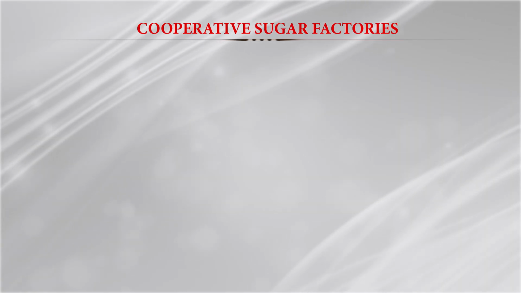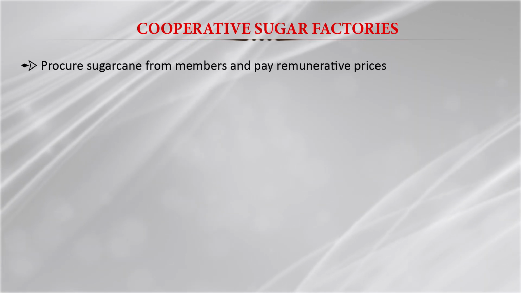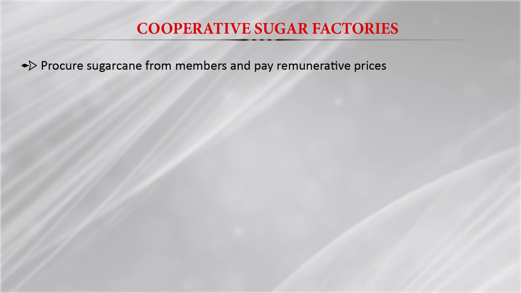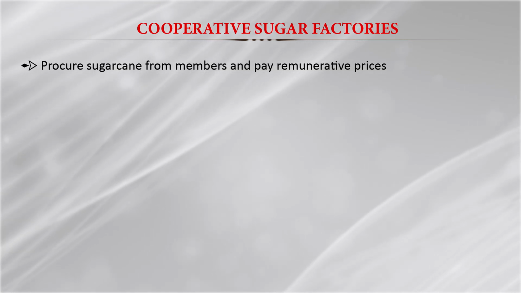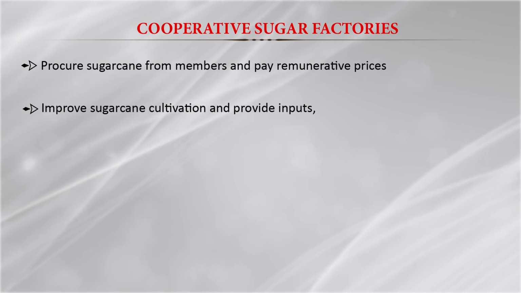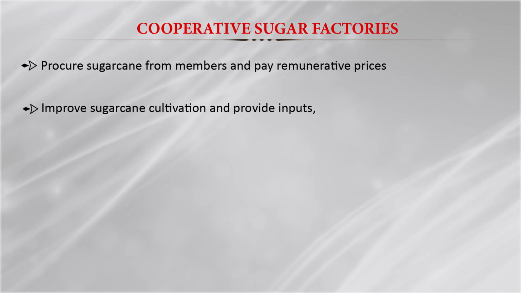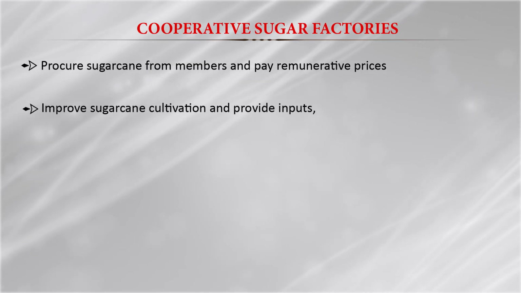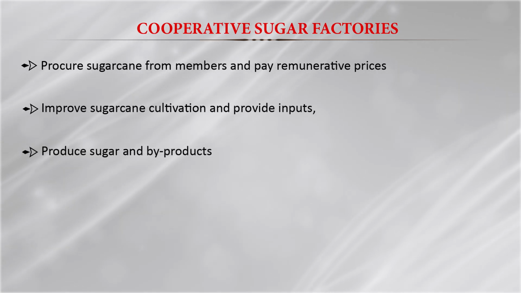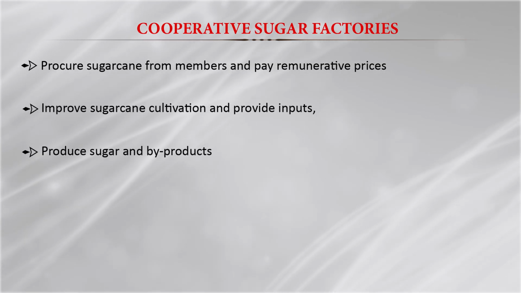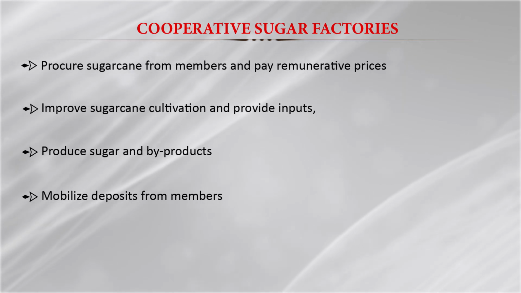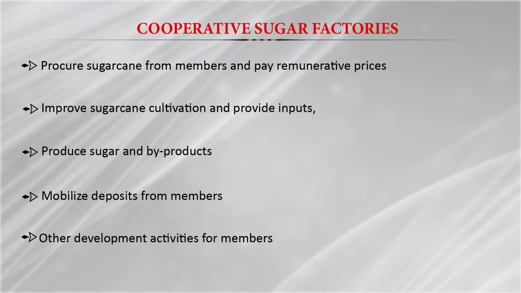Now we can understand the cooperative sugar factory. Their role is to procure the sugar cane from the member farmers, and they pay them remunerative prices as decided by the government. Sometimes they help in improving sugar cane production in the locality, and they provide all kinds of inputs to the farmers so that they have good productivity of sugar cane at the farm level. And then they produce the sugar and byproducts in the sugar cane cooperative factory, and they mobilize the deposits of the farmer members, and they also undertake different development activity for their member farmers.